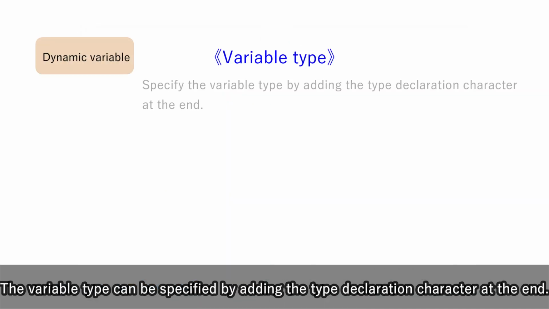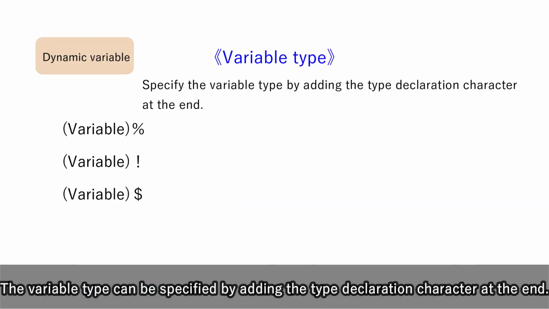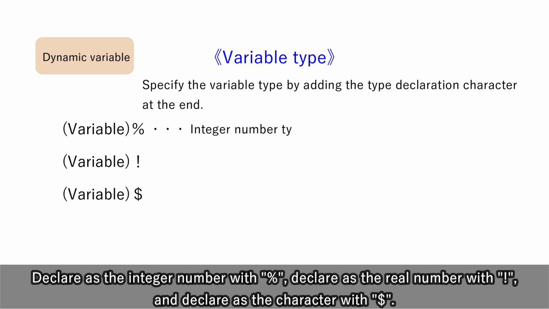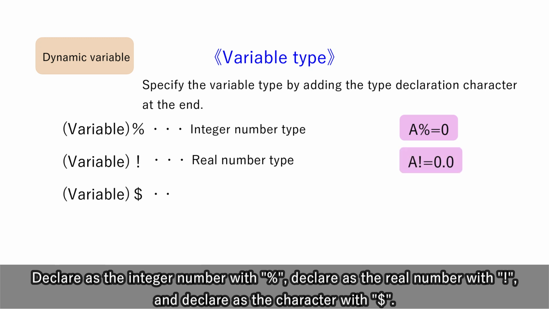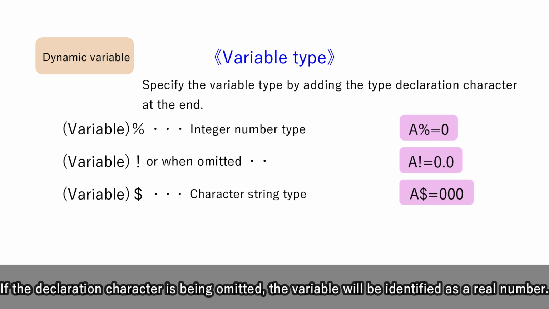The variable type can be specified by adding the type declaration character at the end. Declare as an integer number with the % mark, as a real number with an exclamation mark, and as a character with the $ mark. If the declaration character is omitted, the variable will be identified as a real number.